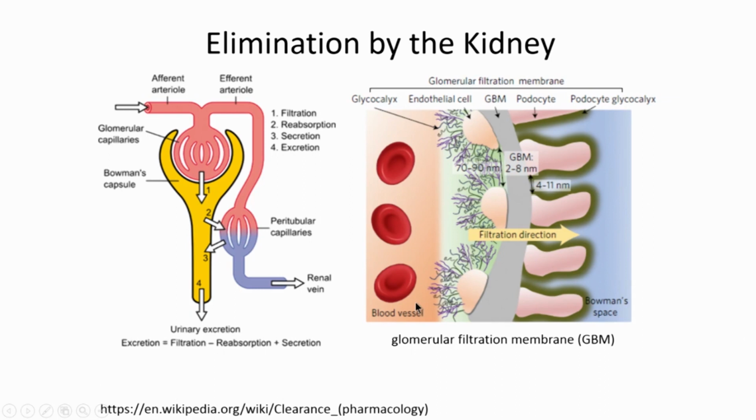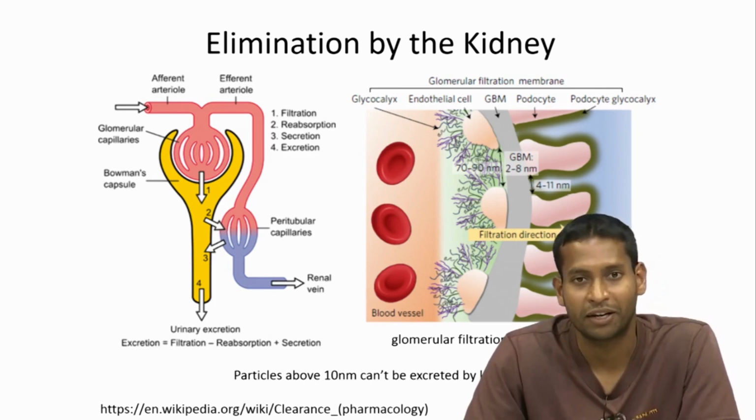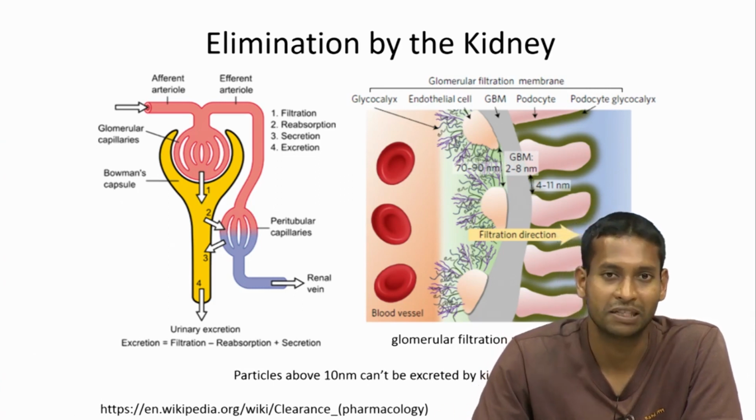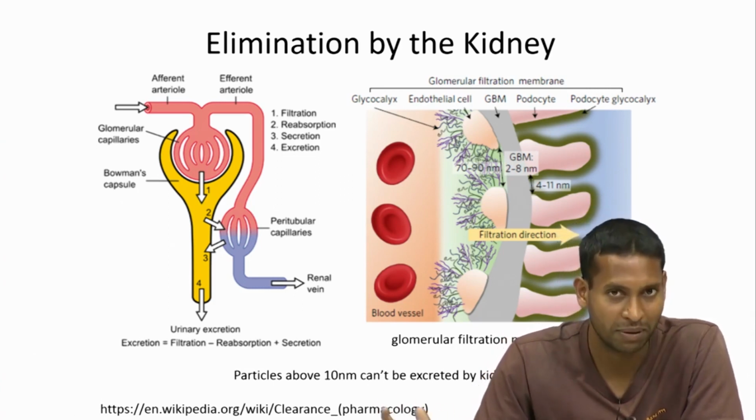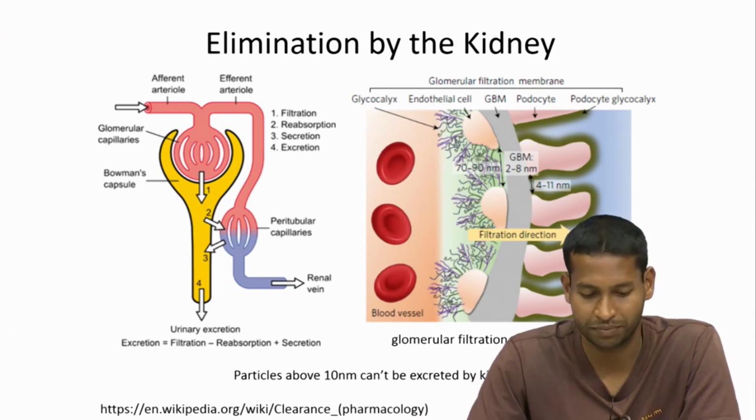And so essentially the takeaway we can take from this is that particles that are above 10 nanometer cannot be excreted by kidney. So let us say if we want to eliminate the kidney excretion, what we would want to do is to make particles that are more than 10 nanometer in size, and those particles will then be entrapped and will not be able to pass through the kidney.